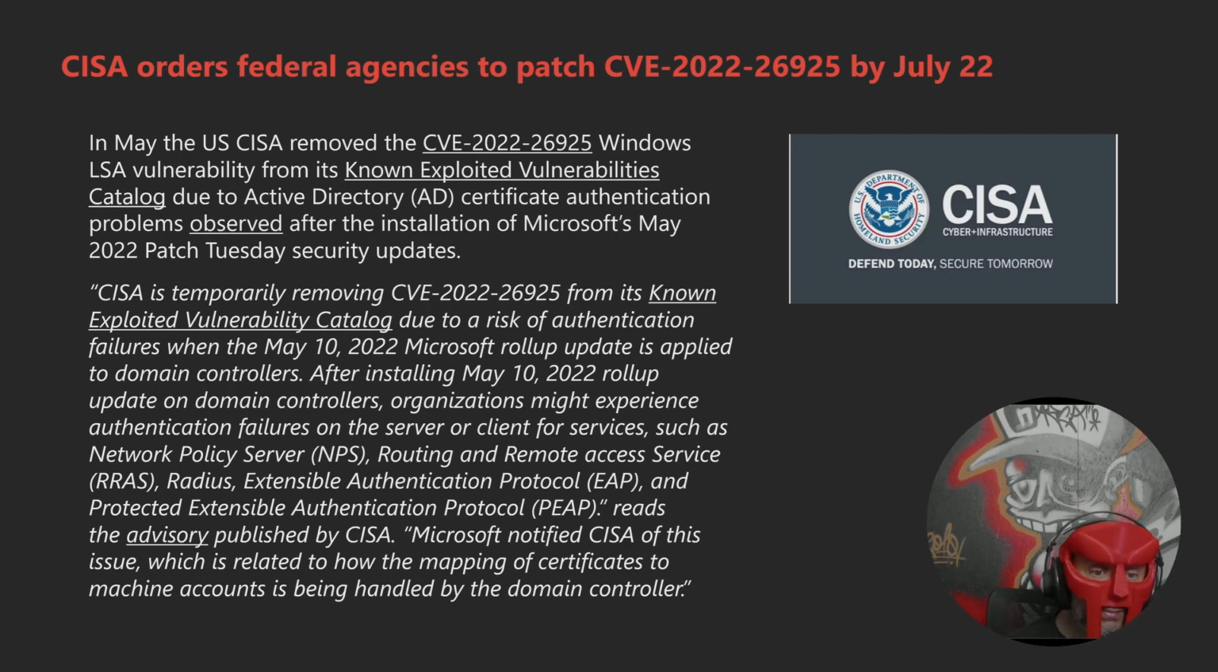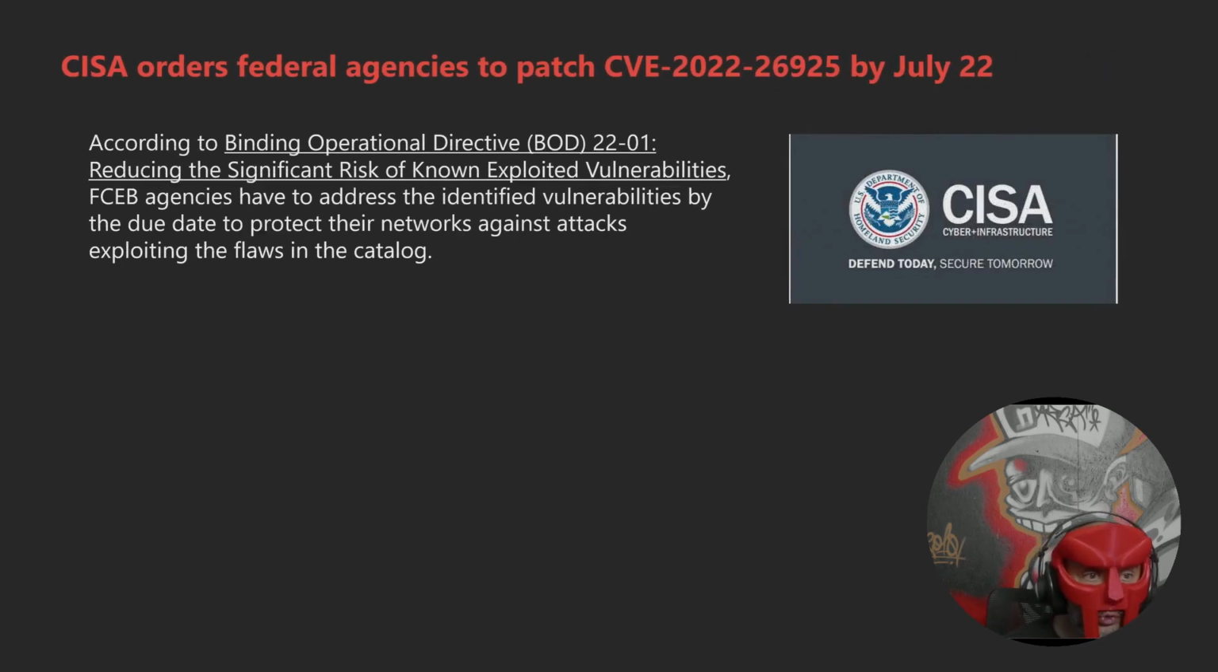So after installing the May 10th, 2022 rollup update on domain controllers, organizations might experience authentication failures on the server or client for services such as Network Policy Server, Routing and Remote Access Server, RADIUS, Extensible Authentication Protocol, and Protected Extensible Authentication Protocol, reads the advisory published by CISA. Microsoft notified CISA of this issue, which is related to how the mapping of certificates to machine accounts is being handled by the domain controller.